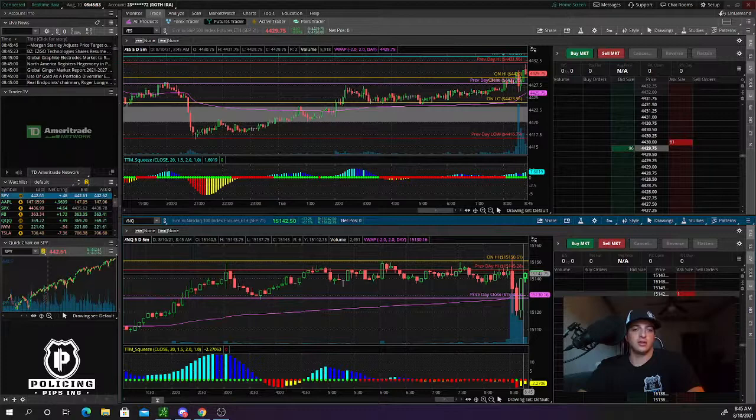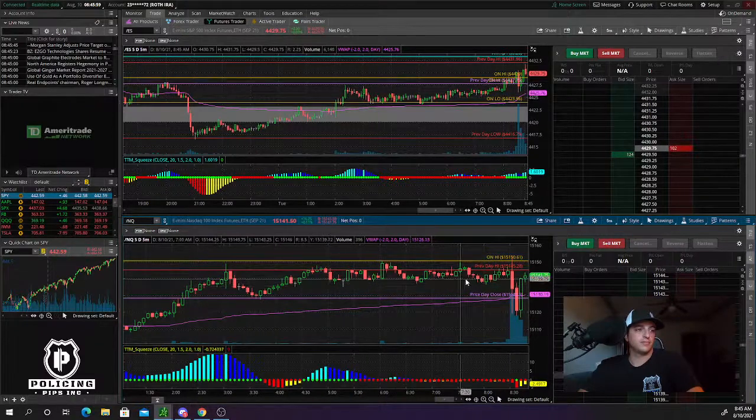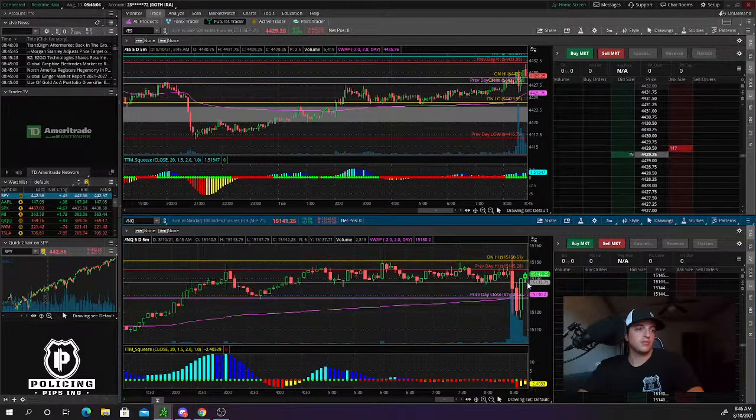Yeah, I don't see anything clean right now. Maybe the NASDAQ short off this base, off this here. But it's got to close down below 140 for me, really. Maybe even push up to the previous day high, catch some of that push down.